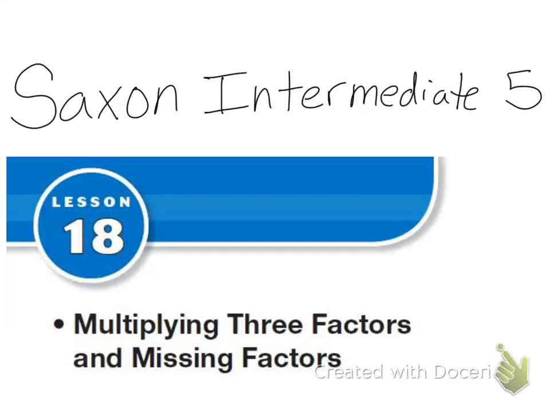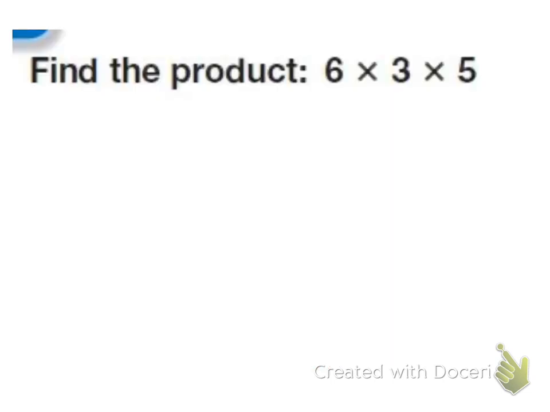Hello, today's lesson is lesson 18, multiplying three factors and missing factors. So here I want to find the product of 6 times 3 times 5. To multiply three factors, we first multiply two of the factors, and then we multiply the product we get by the third one, okay? All right, so there's two ways I can solve this.